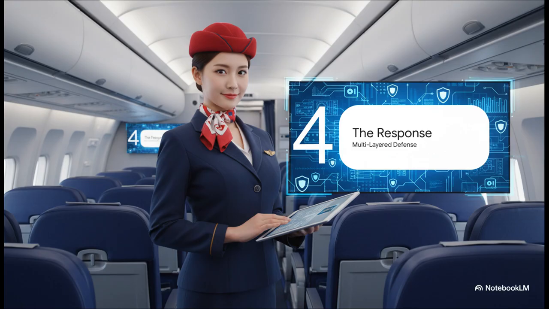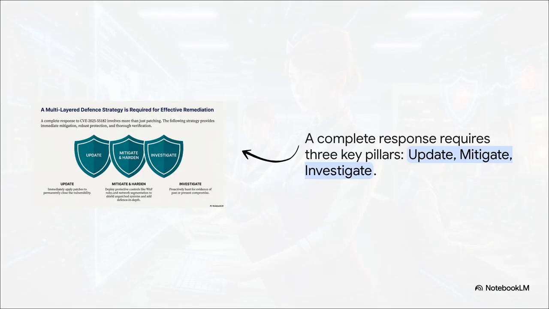All right, now for the most important part of this brief, the actionable defense plan. This is the due diligence checklist you should be discussing with your portfolio companies like yesterday. A really solid response isn't just one single action. It's a multi-layered strategy. You've got 3 pillars for an effective defense. First, you update to get rid of the vulnerability. Second, you mitigate and harden to protect your systems while the updates are rolling out. And third, you investigate for any signs that you are already compromised.